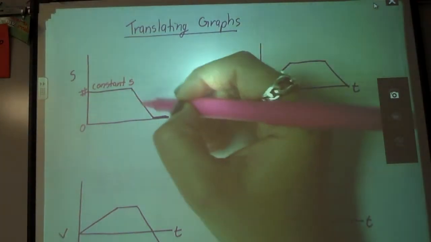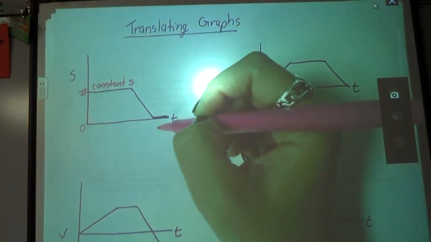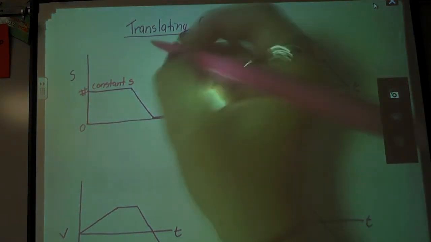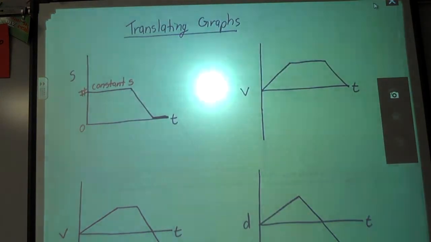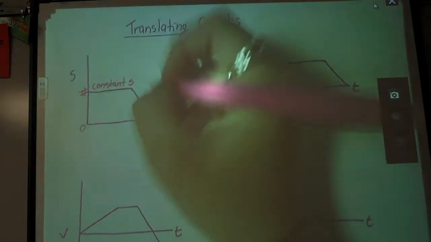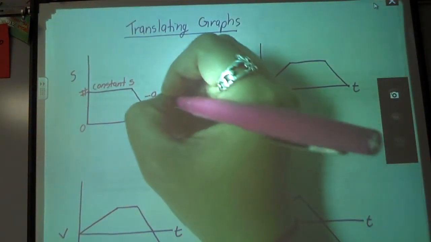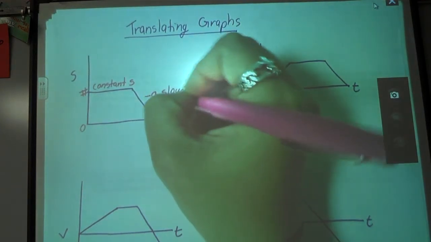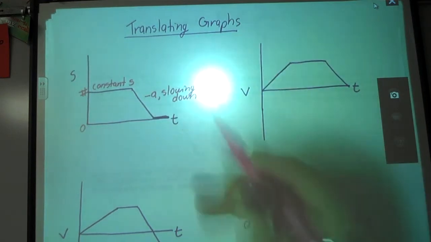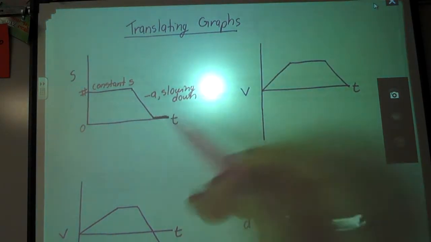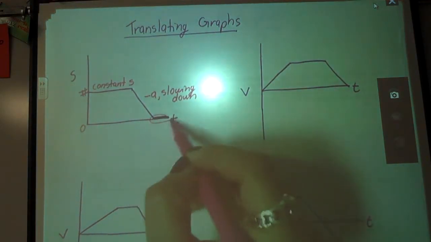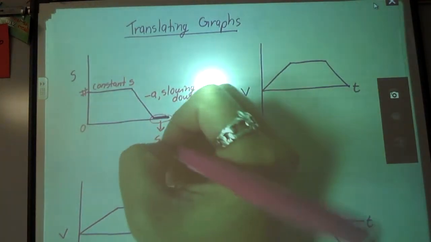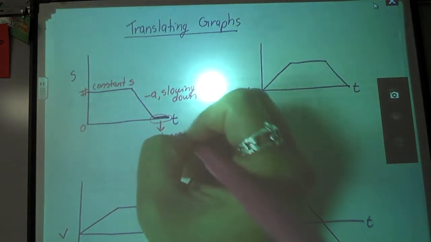Then my constant speed is decreasing. A change in speed is called an acceleration. So I am decelerating, but we don't like that word, so this is going to be a negative acceleration. It is slowing down at this point here. At this point here. Then, down here, I have no speed. There's my zero. My object has, in fact, stopped.